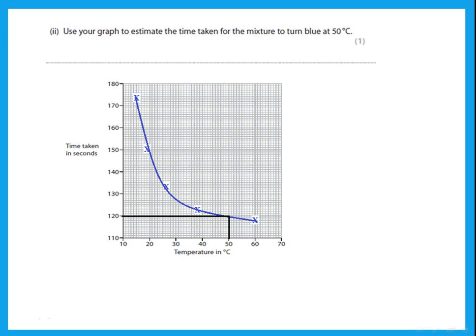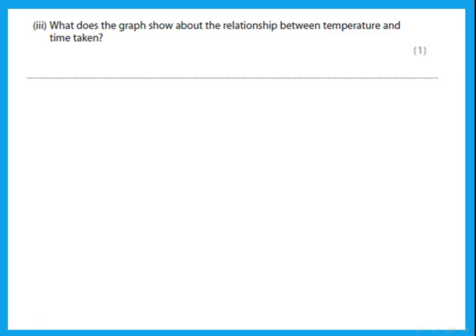Okay? Then use your graph to estimate the time taken for the mixture to turn blue at 50 degrees centigrade. So in your graph, you look at where 50 degrees centigrade is, you go up to the graph, you go horizontally, and you find that that comes to 120 seconds.